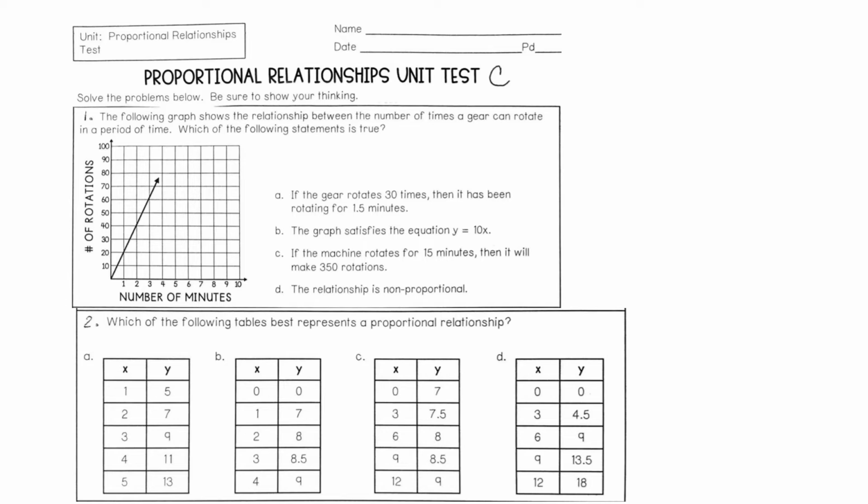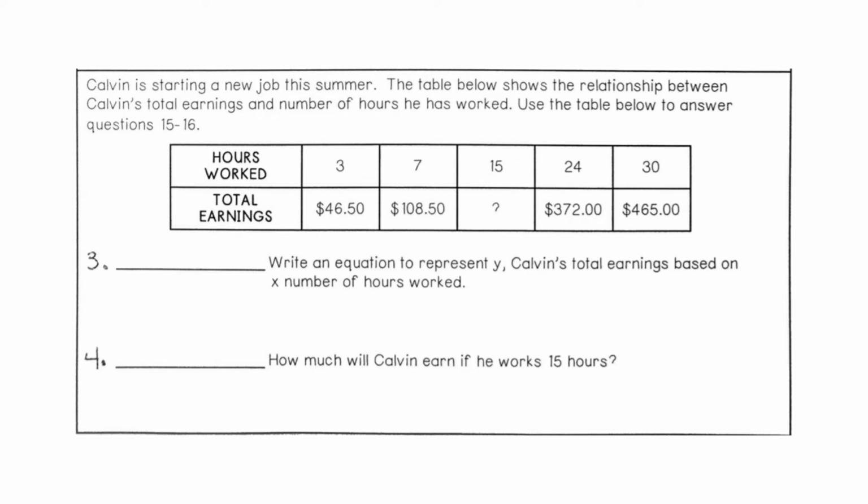Number 2, which of the following tables best represents a proportional relationship? For 3 and 4, Calvin is starting a new job this summer. The table below shows the relationship between Calvin's total earnings and the number of hours he has worked. The question says use the table below to answer questions 15 and 16, but it is for questions 3 and 4. Your table says hours worked and total earnings.